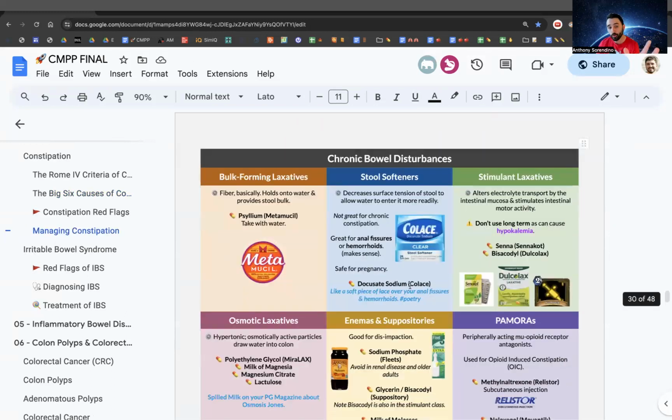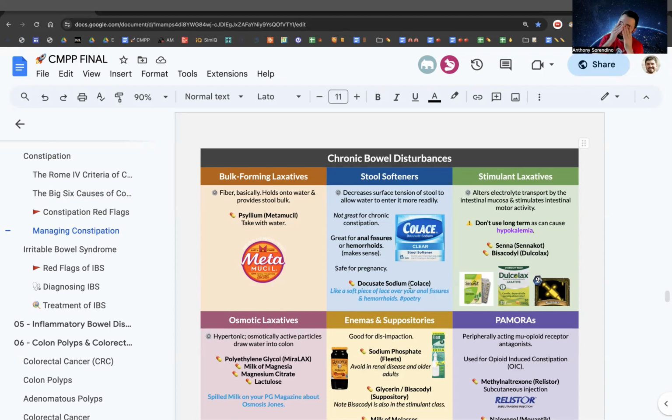Okay, bulk forming laxatives. This is going to be Metamucil. It's fiber basically. It holds on to water and provides stool bulk. Make sure you take this with water. Next, you have your stool softeners. I'll see if I can recall some of this. This is going to be your docusate or your Colace. I think of a thin piece of lace over your hemorrhoids or anal fissures, because that's what this is going to be good for. So these are your stool softeners.